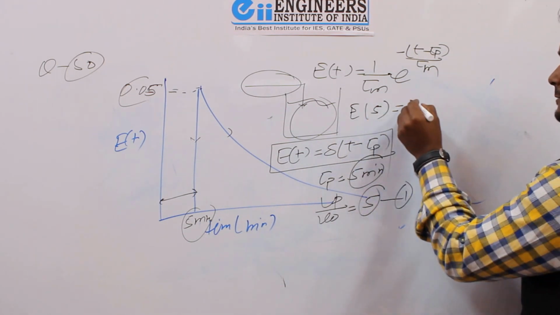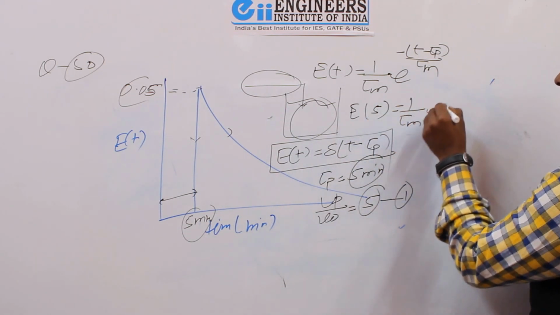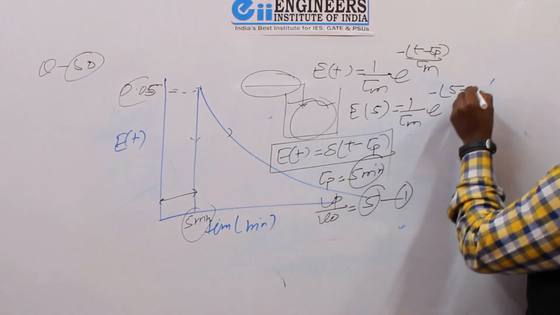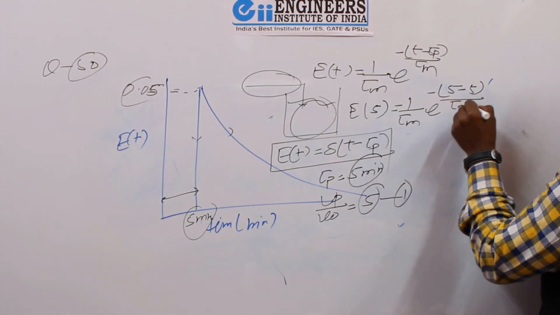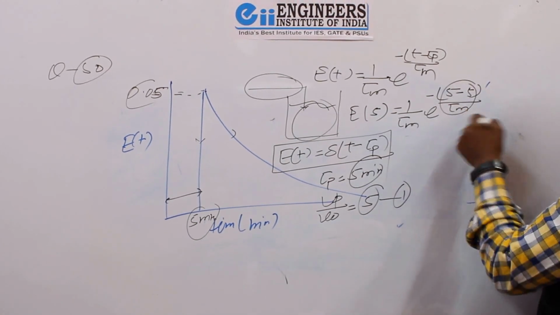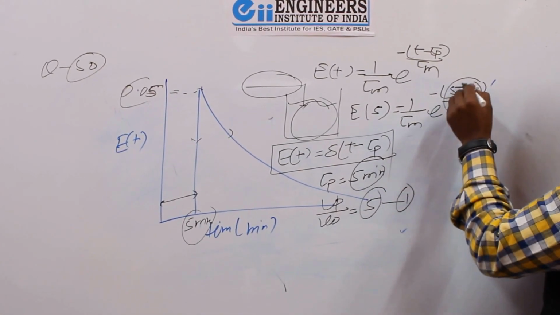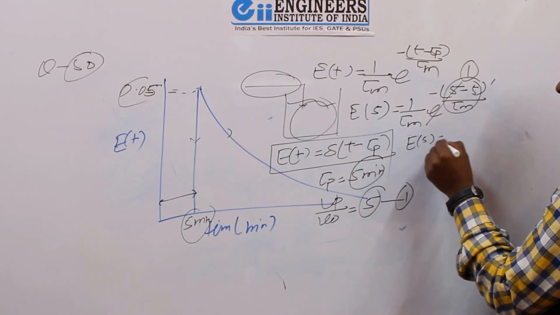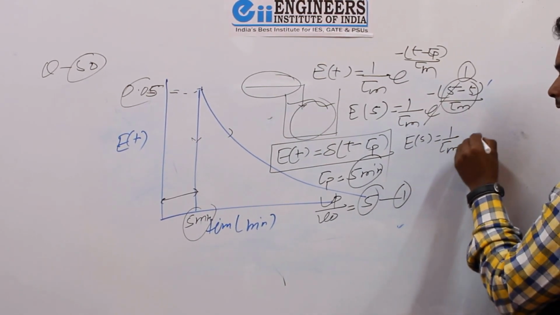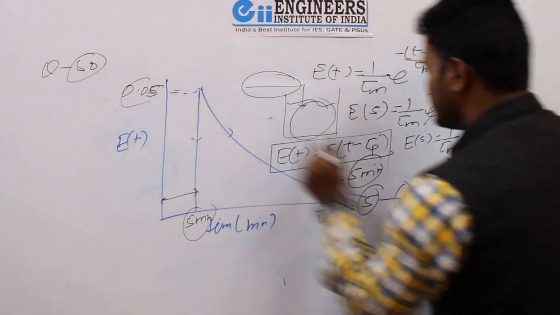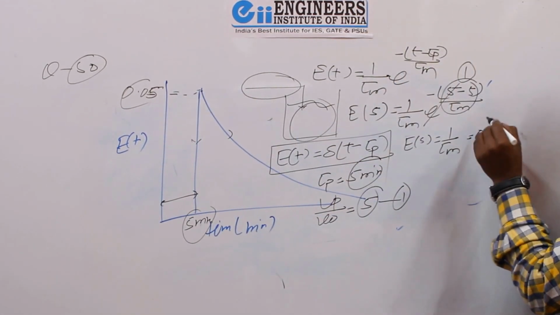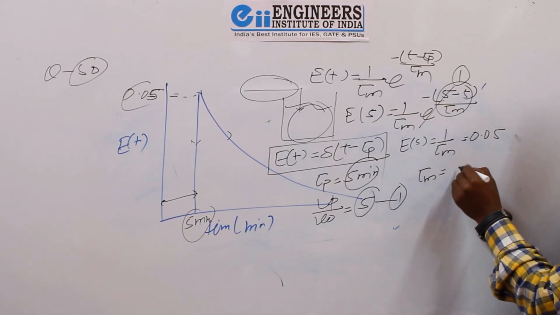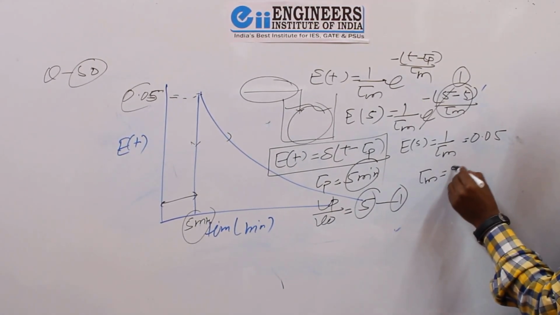Just put t equal to 5 minutes, and tau_p they have already given as 5, so the exponent becomes 0, and e to the power 0 is equal to 1. It means E(5) is equal to 1 upon tau_m, and at 5 the value is 0.05. Now you can find the value of tau_m. This is the space time for the ideal CSTR, and simply it is 20.